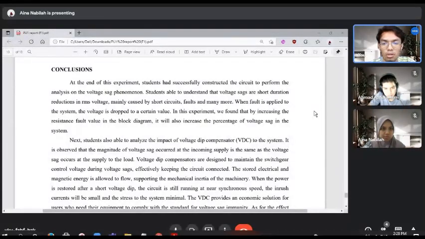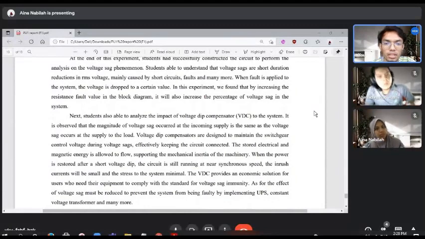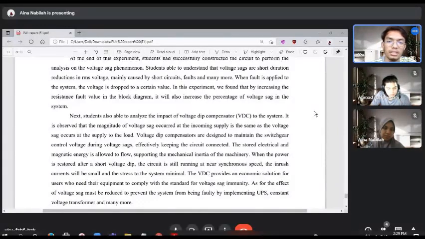Next, students were also able to analyze the impact of the voltage dip capacitor, VDC, on the system. It is observed that the magnitude of the voltage at the incoming supply is the same as the voltage at the supply to the load. Voltage dip capacitors are designed to maintain the switchgear control voltage during the voltage sag, effectively keeping the circuit connected. The stored electrical and magnetic energy is allowed to flow, supporting the mechanical inertia of the machinery. So when the power is restored after a short voltage dip, the circuit is still running at near synchronous speed. The inrush current will be small and the stress to the system is minimal.